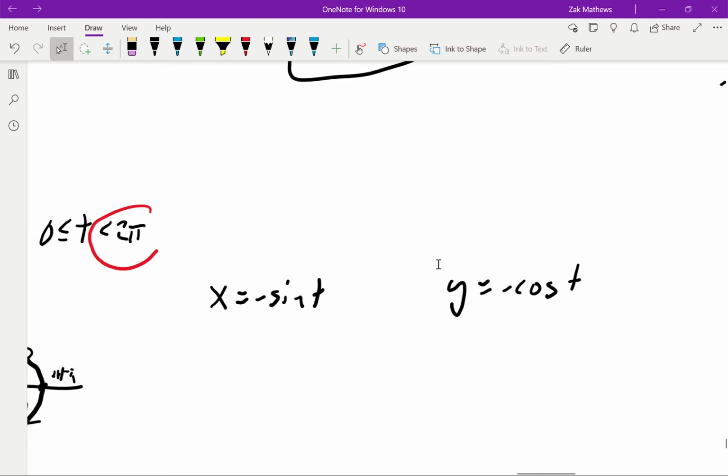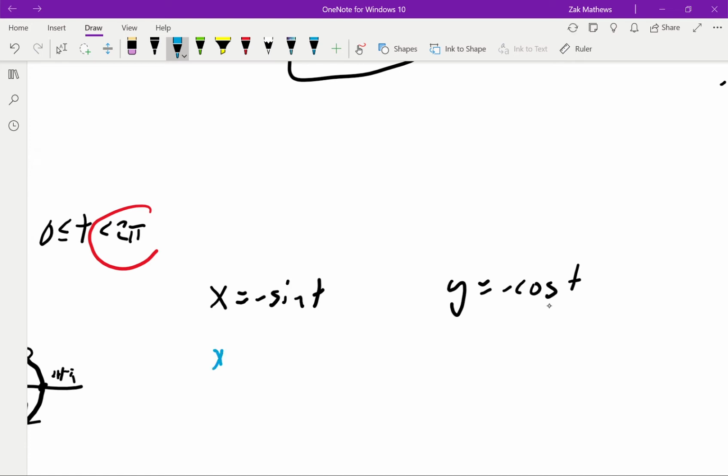I'm trying to get rid of the t's. That is my goal with converting from parametric to rectangular. I'm trying to get rid of the t's. If I had a sine squared plus a cosine squared, that would disappear. The t's would go away. So what I'm going to do here on the trigs is I'm looking for a way that I can get to a Pythagorean identity to get rid of those trig functions.